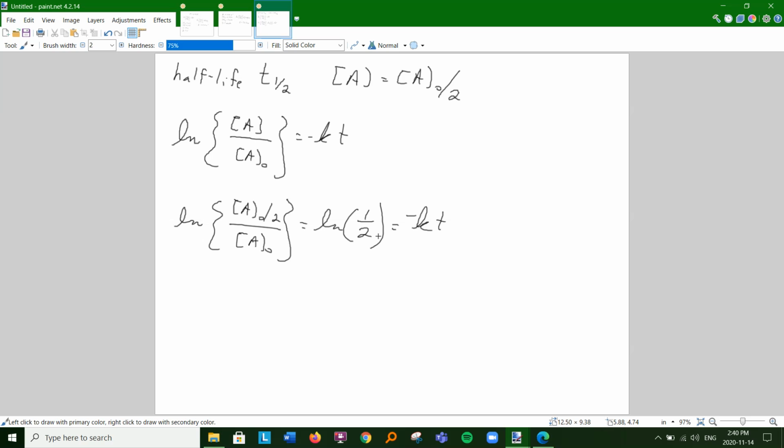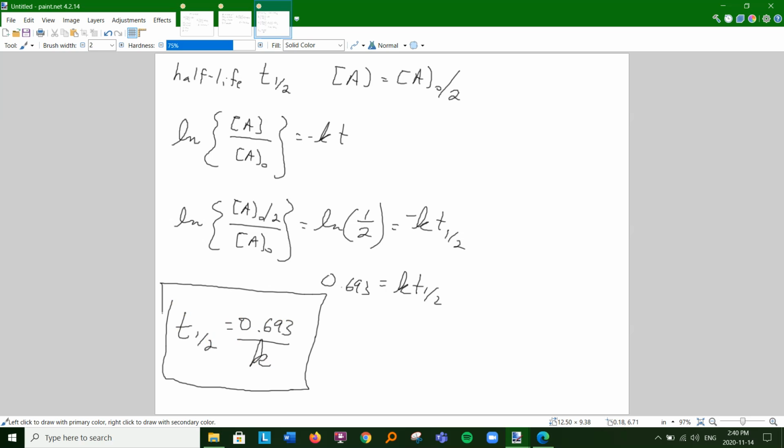It is negative 0.693 equals minus KT. So multiply both sides by negative 1, and you get 0.693. That's the half-life, equals K times T1/2. So the half-life, T1/2, is 0.693 over K. You are usually given that on a test, but I'm not sure yet if you will or not, but here's a nice proof.